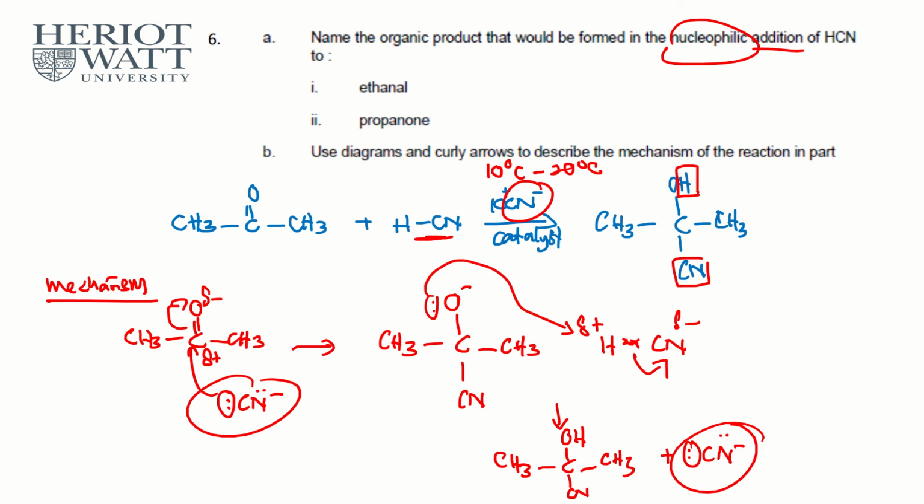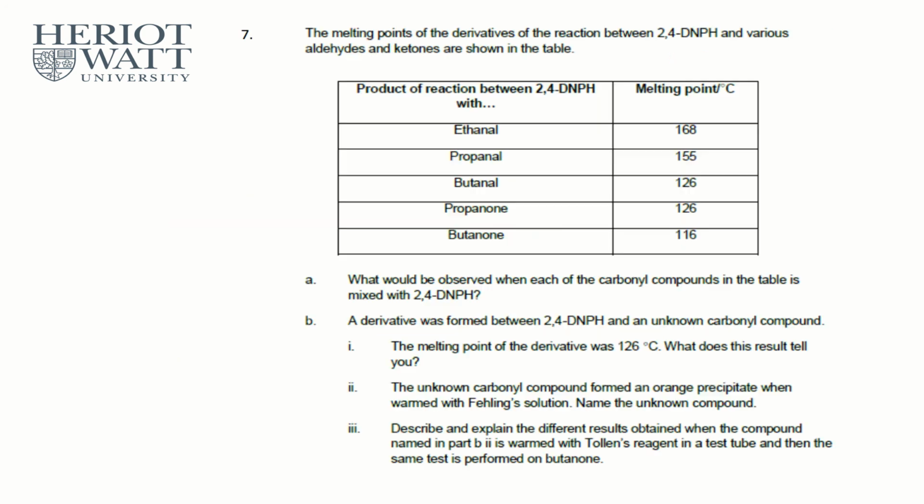Okay, so I have done the mechanism for this. It's basically the same thing. If you want to do ethanal, you just change the propanone structure into ethanal. Everything follows the same, and the curly arrows remain the same.